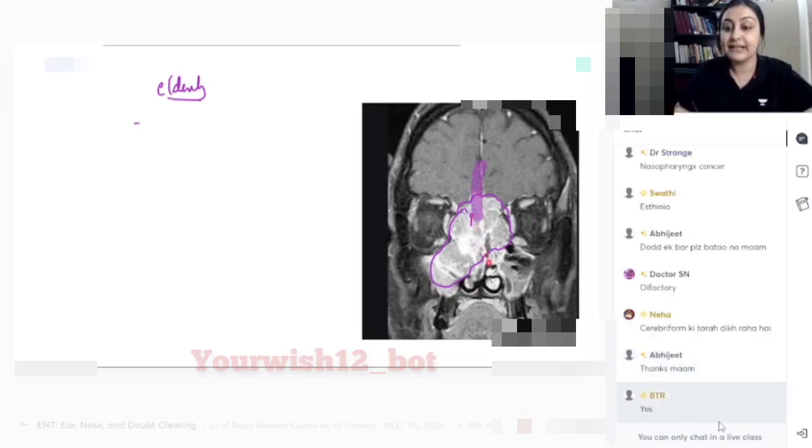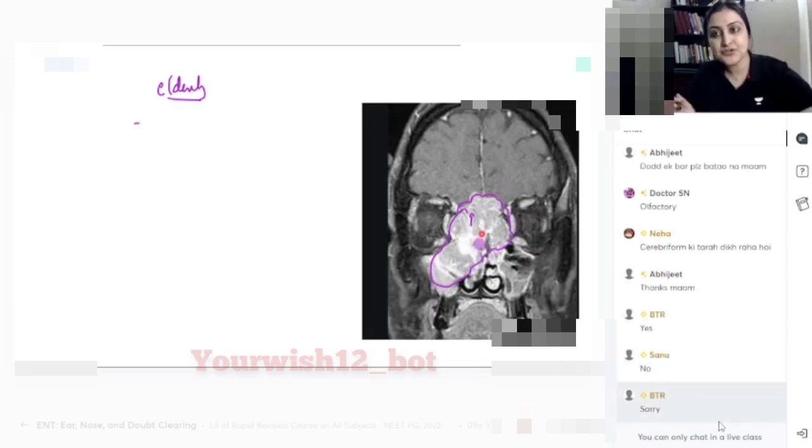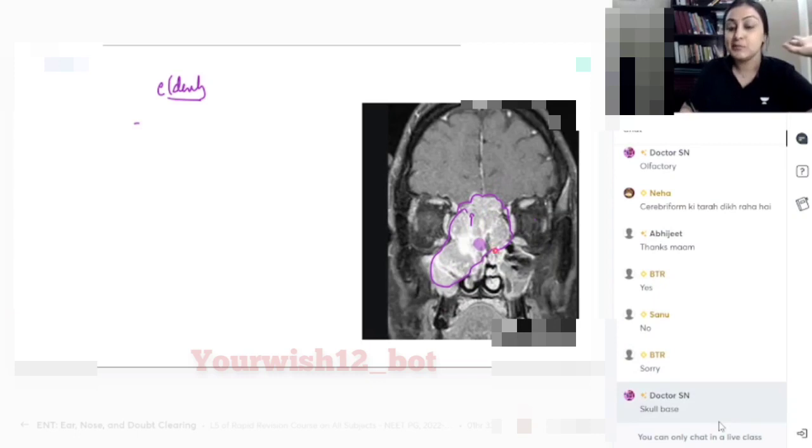Inverted papilloma? Never, right? It will never go upward. So this is a very aggressive mass. Can this be a maxillary sinus CA? Absolutely it can. But can it be inverted papilloma? No. Okay. So this is esthesioneuroblastoma. Where does esthesioneuroblastoma arise from?